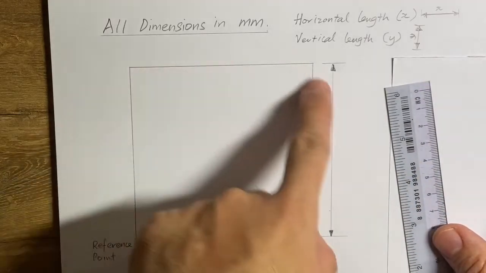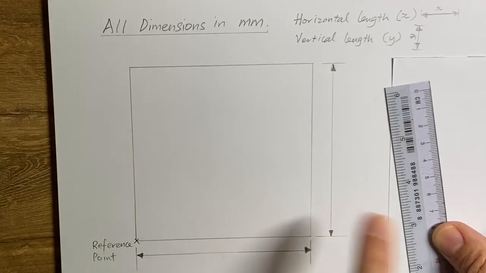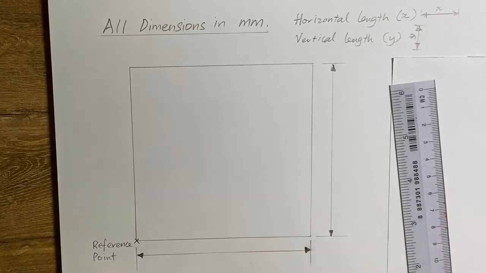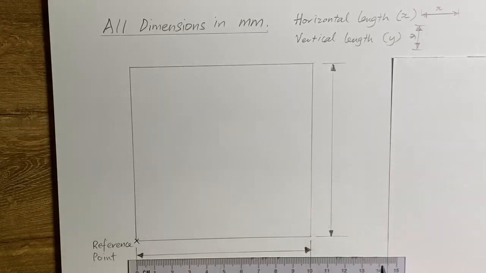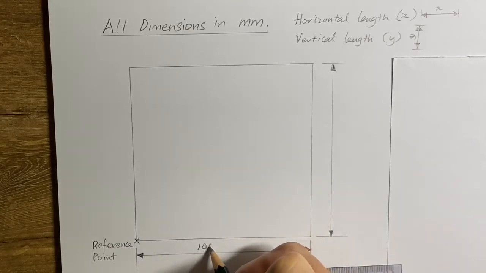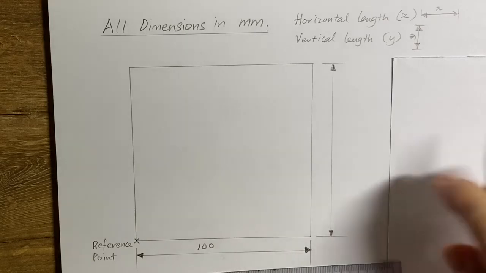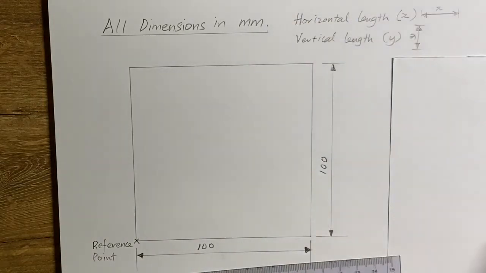So, take for example this particular square. This square has got a horizontal value and a vertical value taken about a reference point, and this reference point can be at this bottom left corner of the square. So the horizontal value in this case is 10 cm or 100 mm, so we will indicate 100 over here, and since it's a square, this will be 100 as well. So that's how we dimension a square.